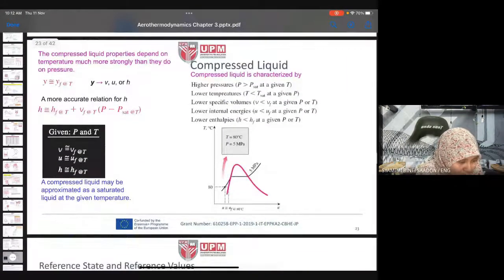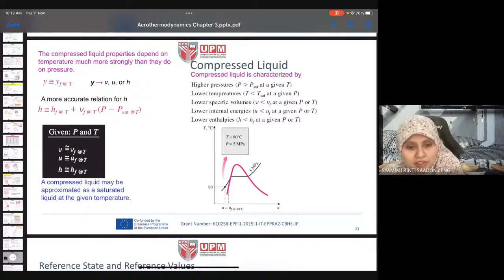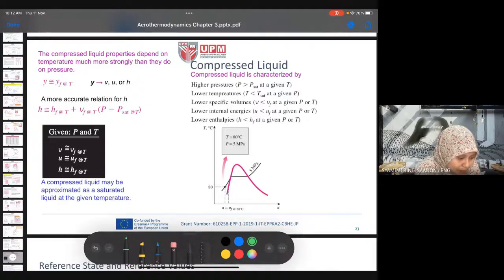So compressed liquid is the opposite of the saturated vapor just now. So the pressure will be higher. Temperature will be lower, because the line here is the isobar line. So it is the opposite of the saturated vapor just now. A more accurate relation for h.